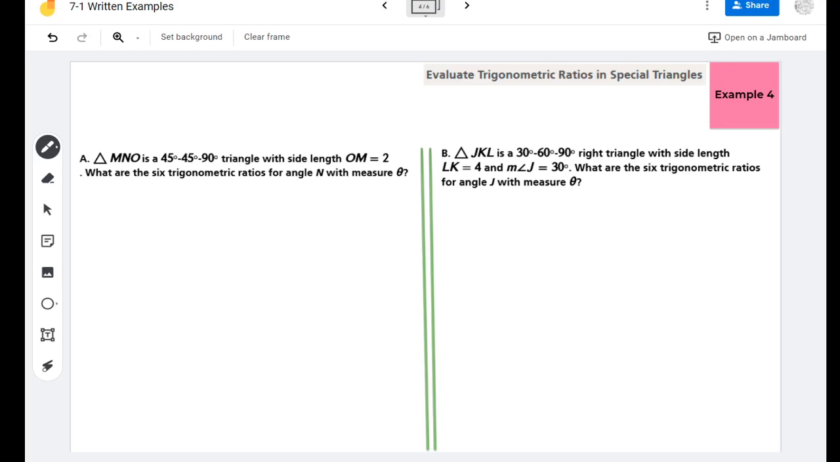In today's video, I'm covering example 4 from section 7-1 in the SavvasRealize Algebra 2 textbook. The goal of today's video is to evaluate trigonometric ratios in special right triangles.